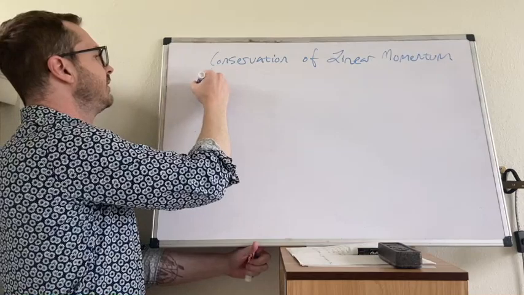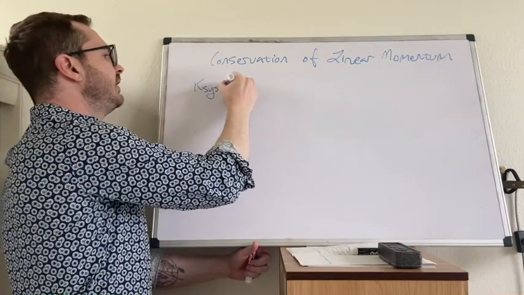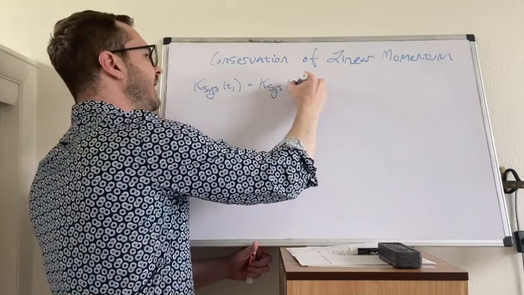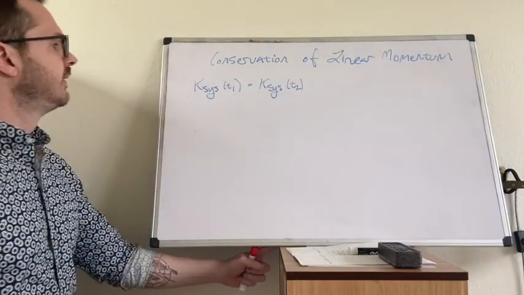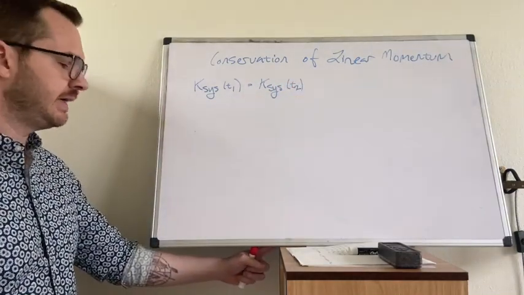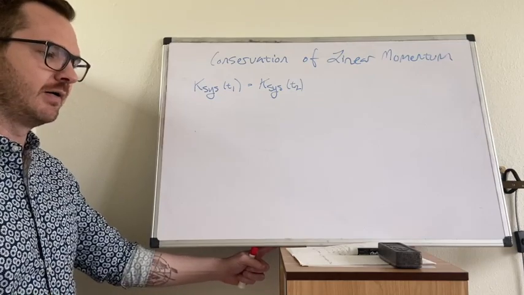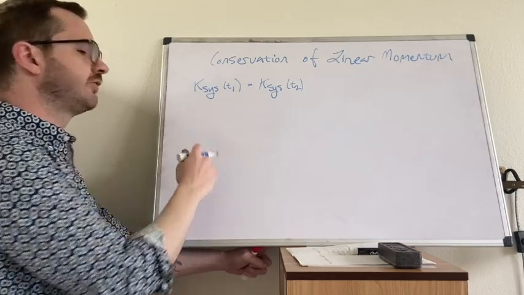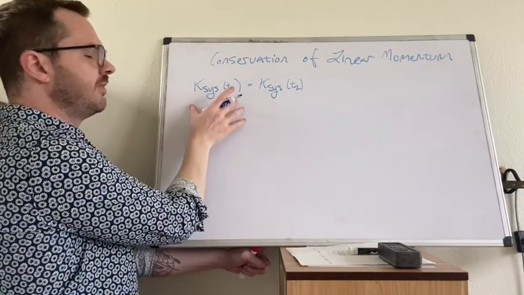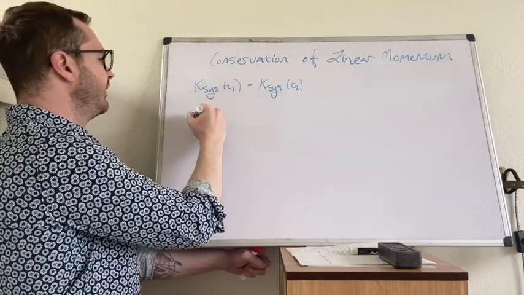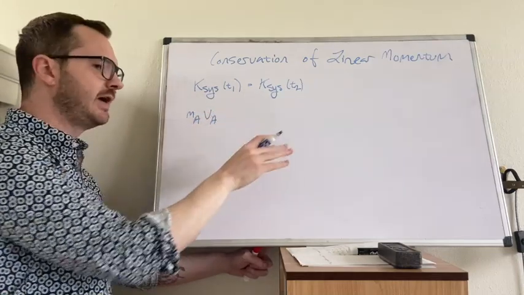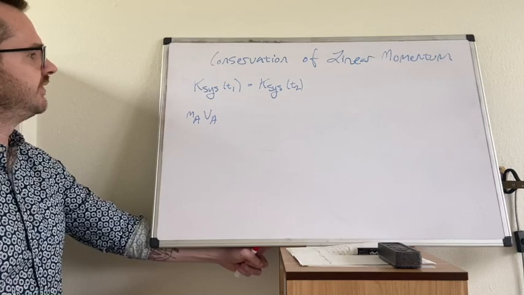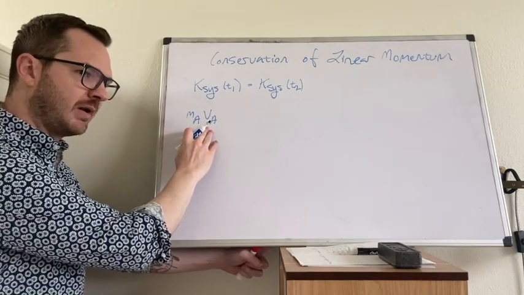So K of the system at time 1 equals K of the system at time 2. There were 2 bodies, A and B. Each of them would have their own generalized coordinates and their own trajectory. We would say that the mass of A times the velocity of A, and you don't have to get any more specific than this for this derivation. It's the mass of A multiplied by the velocity of A.